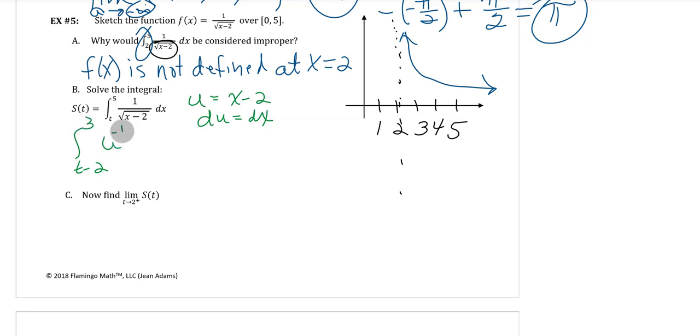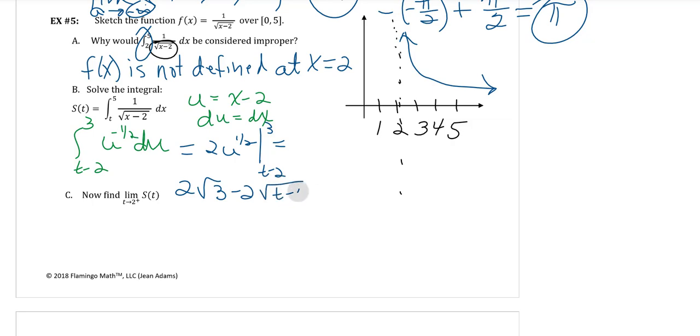So I really have u to the negative 1/2 du. So when I integrate that, I get 2u to the 1/2, and I'm integrating it from t minus 2 to 3. So when I simplify this, I get 2 times the square root of 3 minus 2 times the square root of t minus 2.